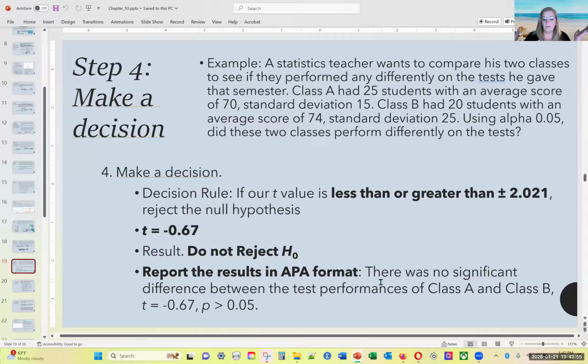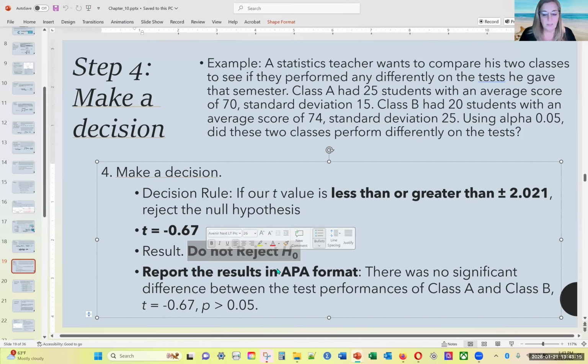So now we can make a decision. Remember, we had looked up what our t-value was, and if our t-value is less than or greater than plus or minus 2.021, we can reject the null hypothesis. T was negative 0.67, so we cannot reject the null hypothesis.